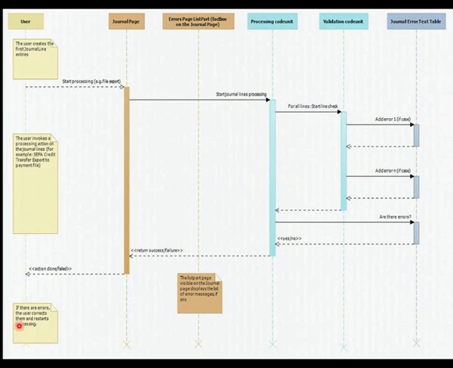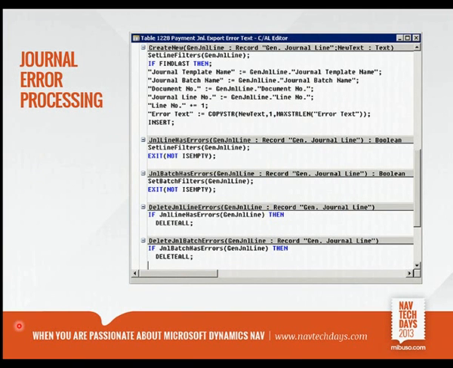And this is a small code example. This is the API of the journal export error text, which is simply given the opportunity to create a new error line, which is linked to the journal template's name, the batch, the document number, and the journal and line number. Then we can ask the table if the journal line has any errors, if the whole batch has any errors. We also can clean up errors at the end of the processing, because we don't need to store them. They are useless after they've been corrected.